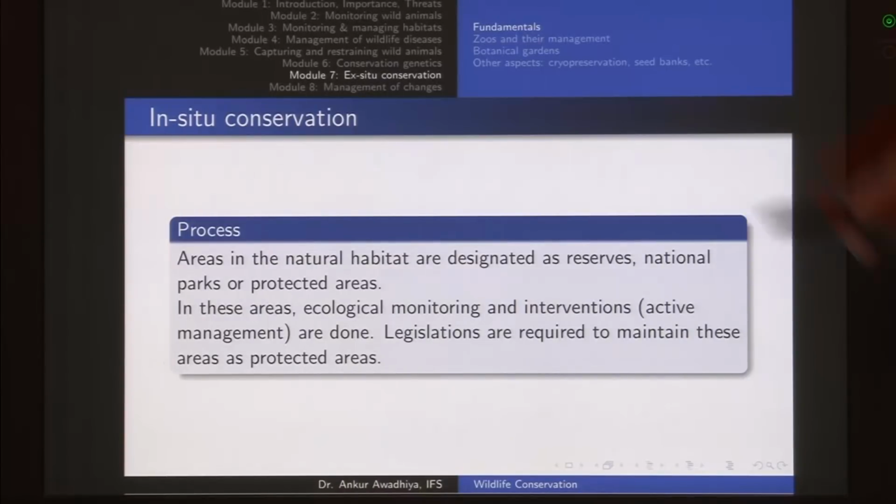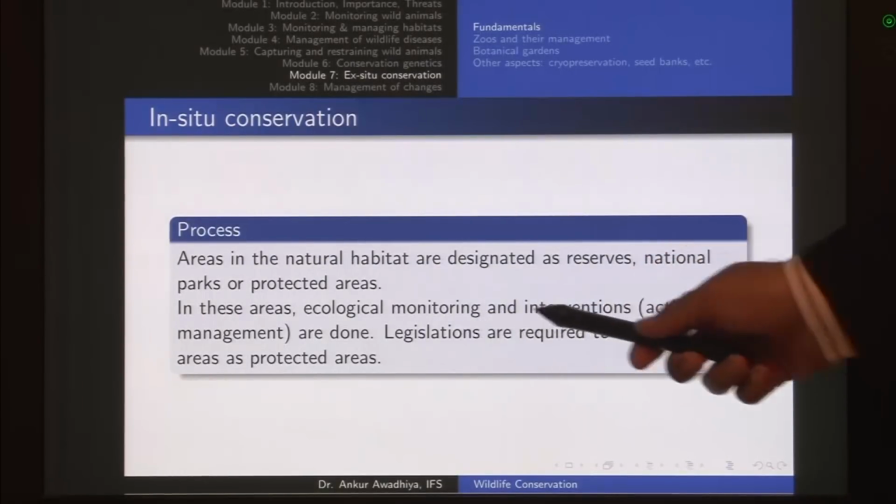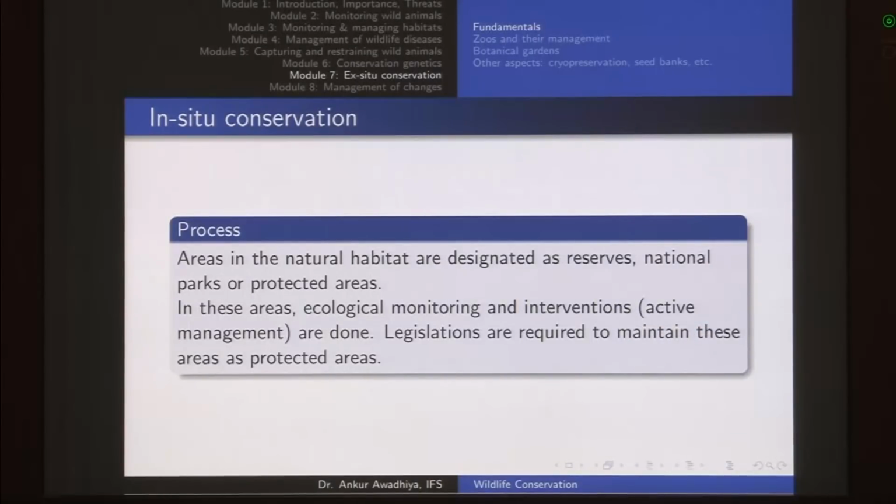Most of all that we dealt with beforehand, like monitoring of animals, monitoring and managing of habitats, and all those things have more relevance to in-situ conservation. Now in these areas what do we do? We do ecological monitoring and we perform some interventions. So we talked about some interventions or active management in the form of disease control or in the form of immobilization of animals, capture of animals, translocation of animals, and all those things are done even in the case of in-situ conservation. And legislations are required to maintain these areas as protected areas, and in our country the primary legislation is the Wildlife Protection Act of 1972.